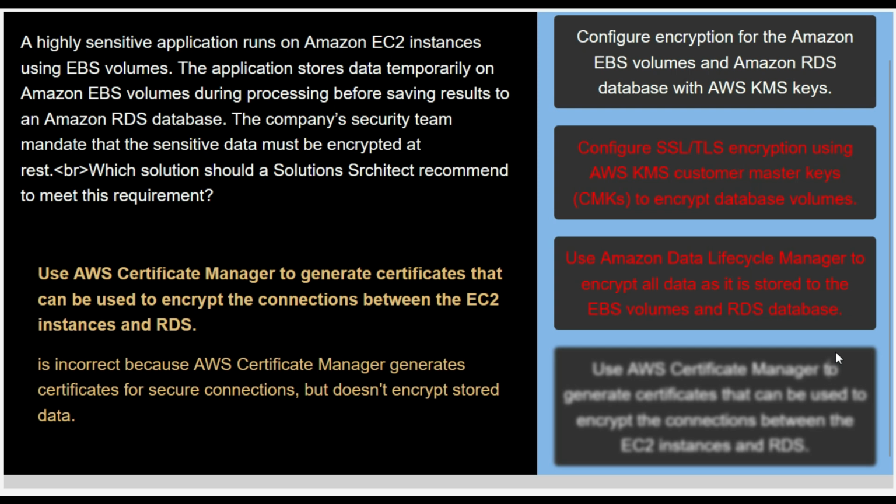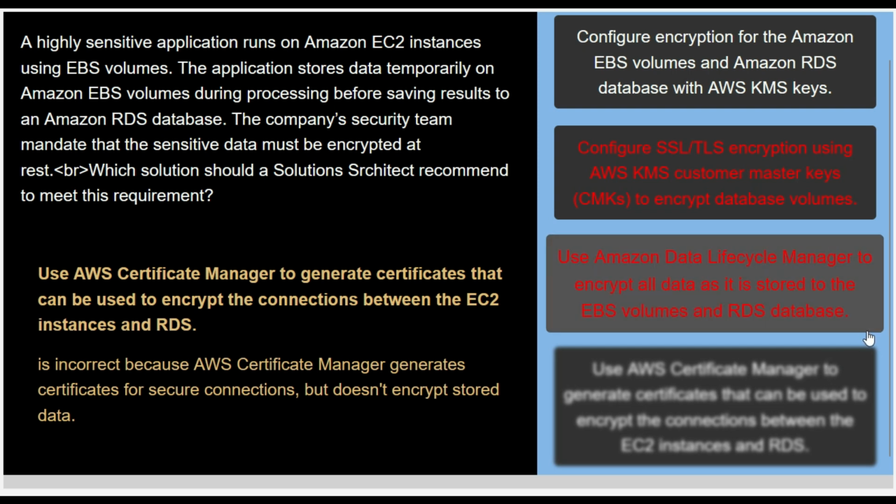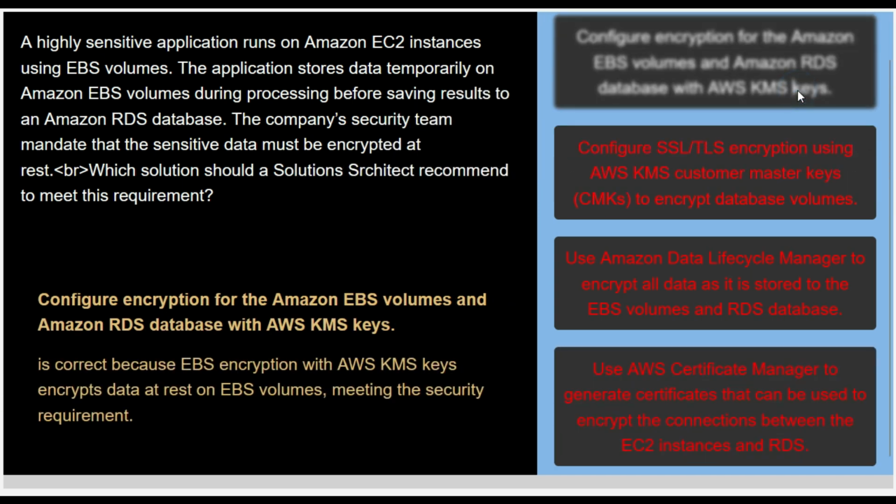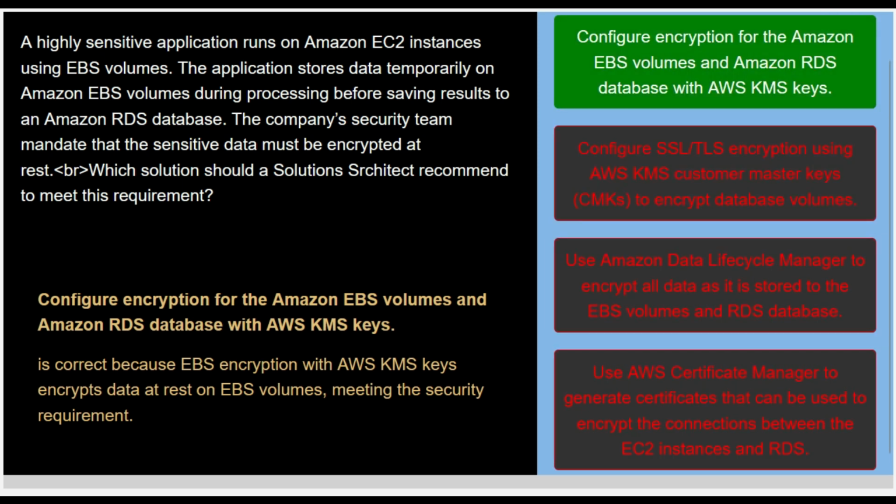Option number 4, use AWS Certificate Manager to generate certificates that can be used to encrypt the connections between EC2 instances and RDS. This option is incorrect. Why? Because AWS Certificate Manager generates certificates for secure connections but doesn't encrypt stored data. Okay, so this option is also incorrect. Option number 1, which is configure encryption for the Amazon EBS volumes and Amazon RDS database with AWS KMS keys. This option is correct. Why? Because EBS encryption with AWS KMS keys encrypts data at rest on EBS volumes, meeting the security requirement. Okay, so this is why at the end, option number 1 is the correct answer.